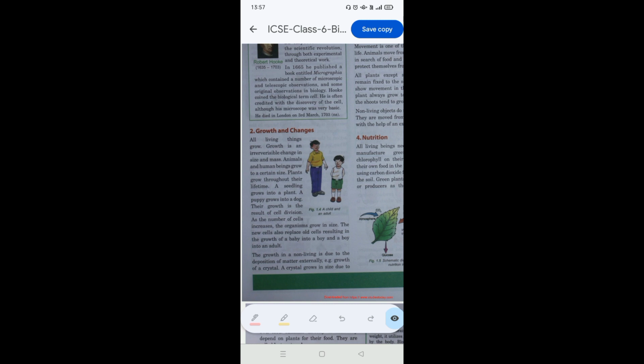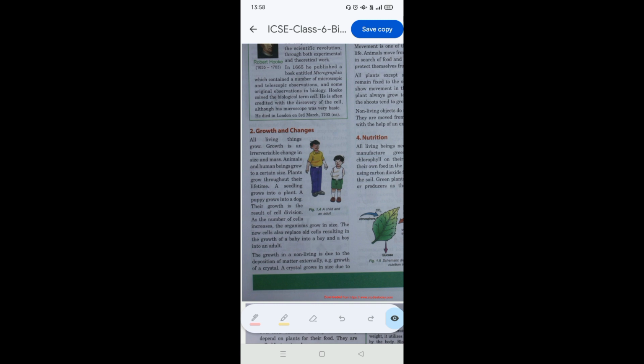Animals and human beings grow to a certain size. Plants grow throughout their lifetime. A seedling grows into a plant. A puppy grows into a dog. Their growth is the result of cell division. As the number of cells increases, the organisms grow in size. The new cells also replace old cells, resulting in the growth of a baby into a boy and a boy into an adult.